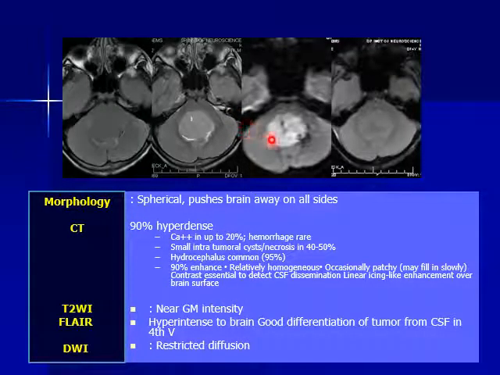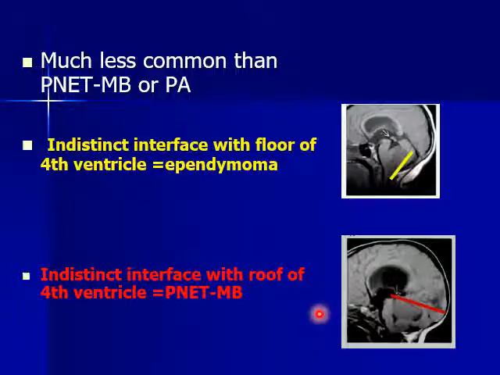This is an example, diffusion weighted, of medulloblastoma. It is rounded in shape, as you see, spherical with restricted diffusion. In T2, it is more or less hypointense, and it shows restricted diffusion. You remember this slide? Usually the interface of medulloblastoma is indistinct from the roof, because here there is the superior medullary velum, which is the origin of medulloblastoma, while in ependymoma it is indistinct with the floor of the fourth ventricle.